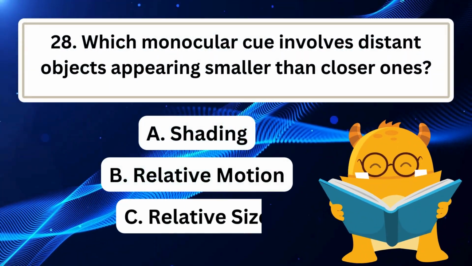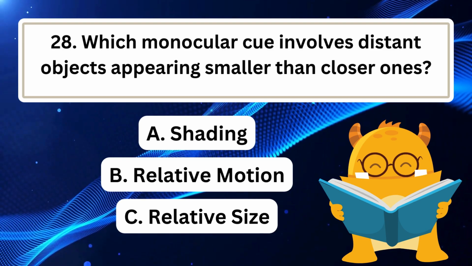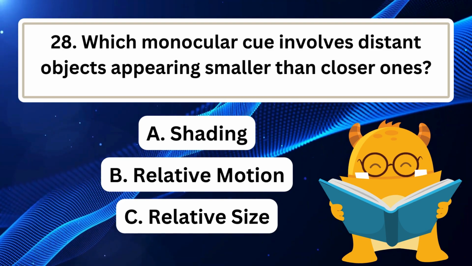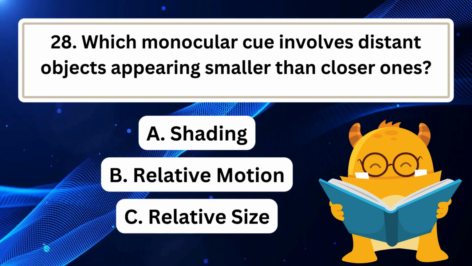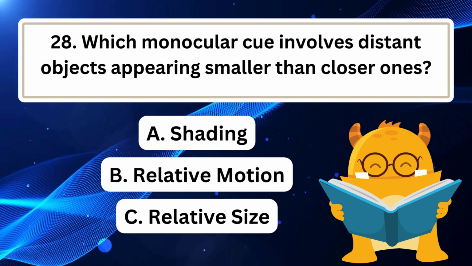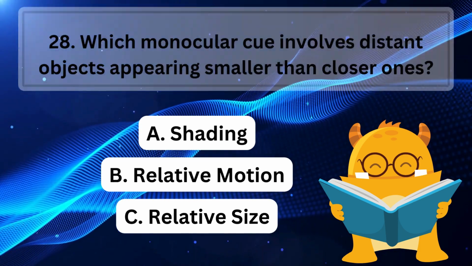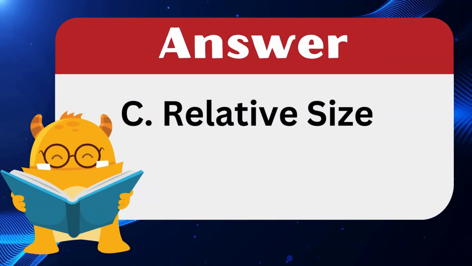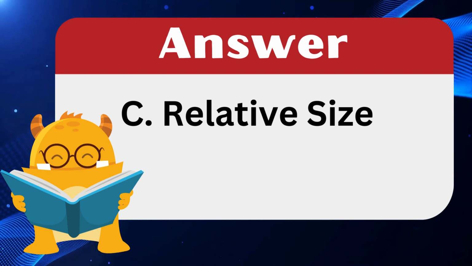28. Which monocular cue involves distant objects appearing smaller than closer ones? A. Shading. B. Relative motion. C. Relative size. C. Relative size. Relative size is the monocular cue where distant objects appear smaller than closer ones.